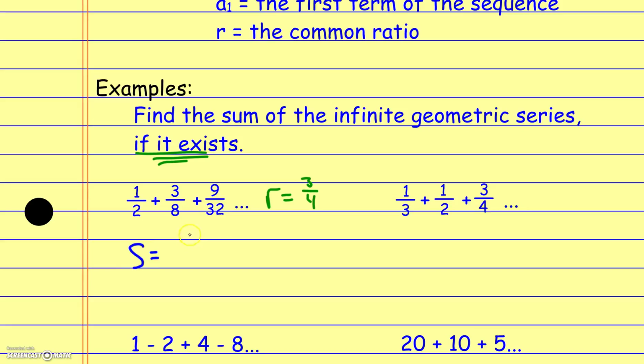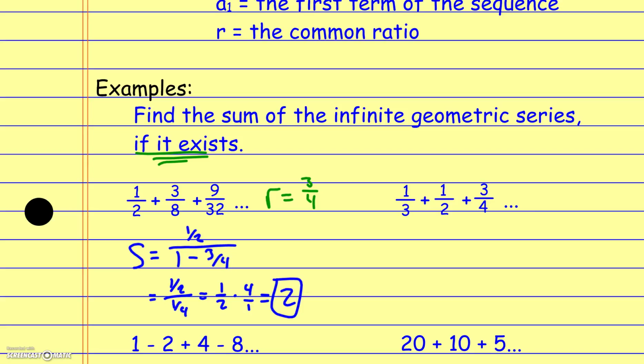So S equals A sub 1, which is the 1/2, over 1 minus R, which is the 3/4. I plug each of those into my formula. Now I just need to simplify. 1/2 over 1 minus 3/4, which is a 1/4. And dividing by a fraction is the same as multiplying by the reciprocal, that gives me a 2. So when I take the infinite number of numbers I have here and add them all together, it equals 2. That's what's tough for some students: how can I have an infinite number of things added together and it equals 2? Well, it just does, because those values get smaller and smaller as we go.